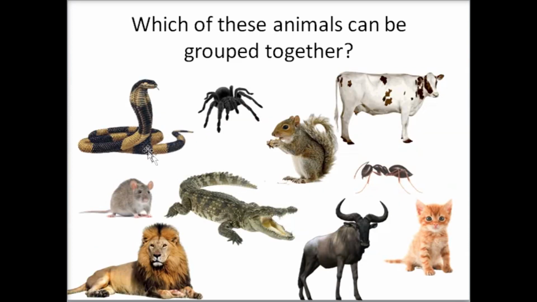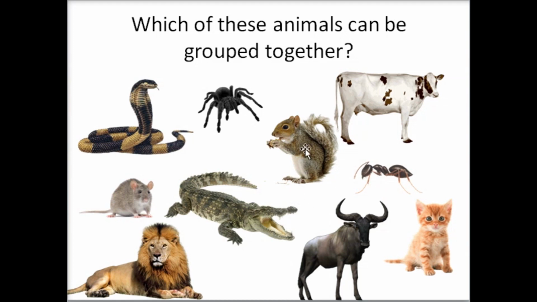If we look at these things over here, we've got lots and lots of different taxa, lots of different groups. So we need to split them up into different taxa. So the first taxon would be invertebrates. This spider and this ant, they're both invertebrates. They don't have a backbone. They have exoskeletons. You can group those together.